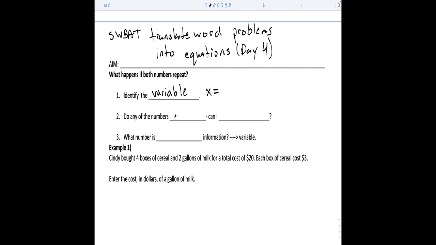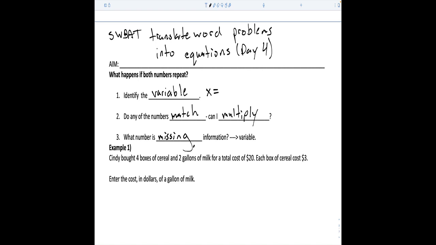Second, do any of the numbers match? So this type of problem isn't going to have a number that is just happening once, but it will give you information that matches. Can you multiply any of the matched numbers? That's going to be your first step when we get to this example. Final step, you're going to look for the number that is missing information that's next to the variable. That's going to be the number that goes to the variable. Those 3 steps will get us an equation in the end that we can solve.